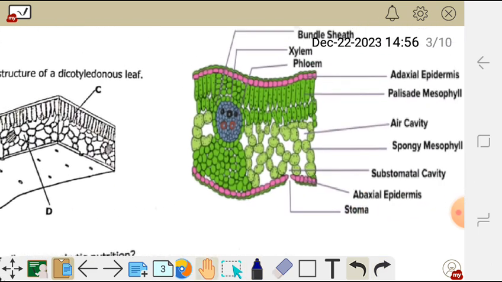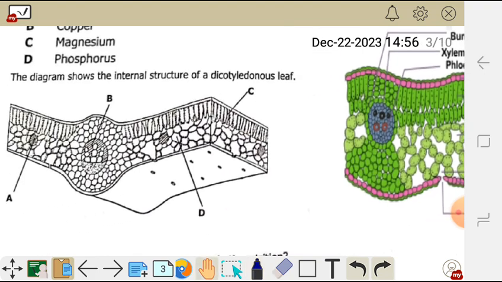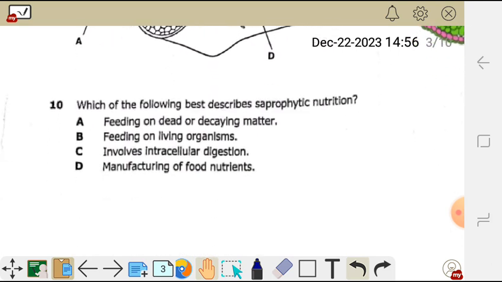As you can see in this diagram, in this structure here, which is in the same question, that's where you find the xylem and the phloem, which are responsible for transportation of finished products and even water and mineral salts to the leaf. So we move on to question 10.